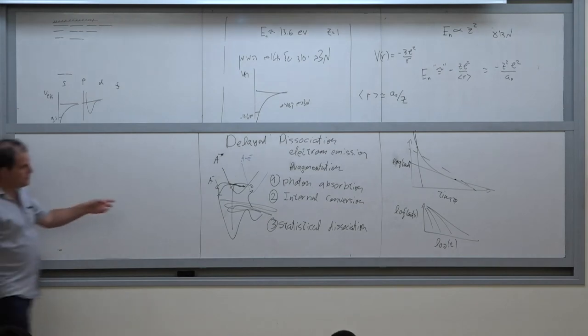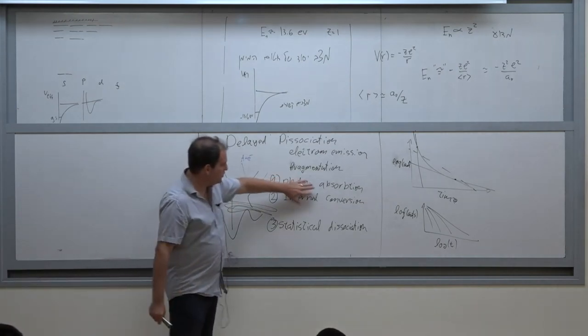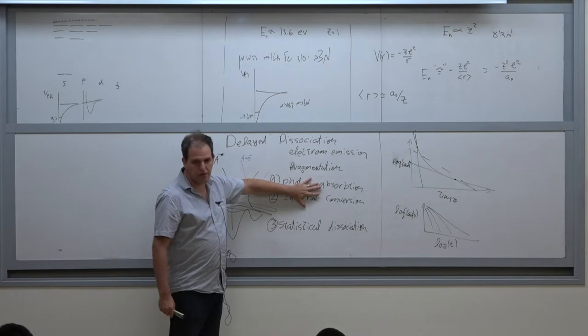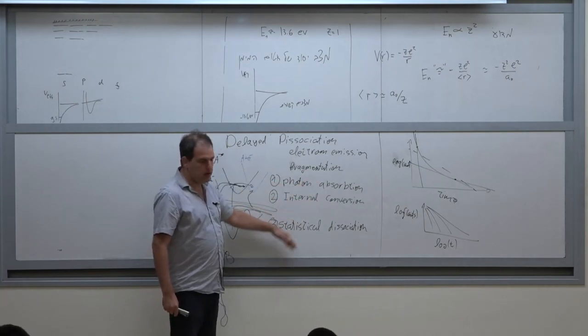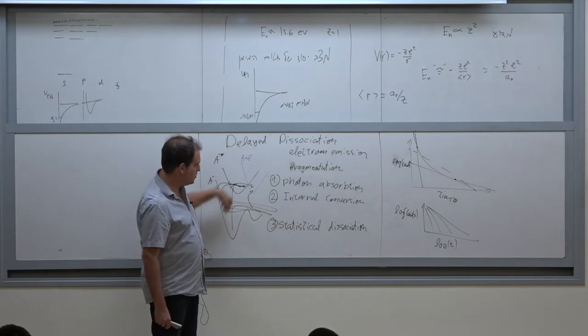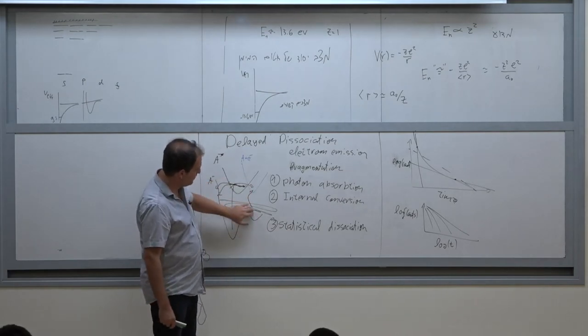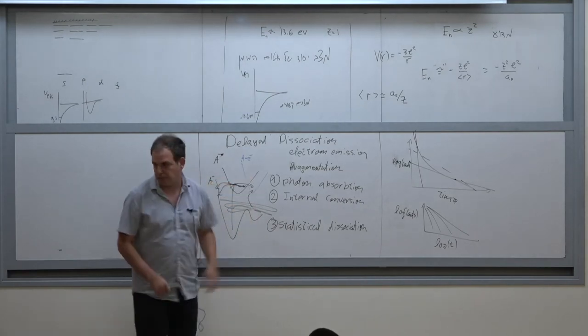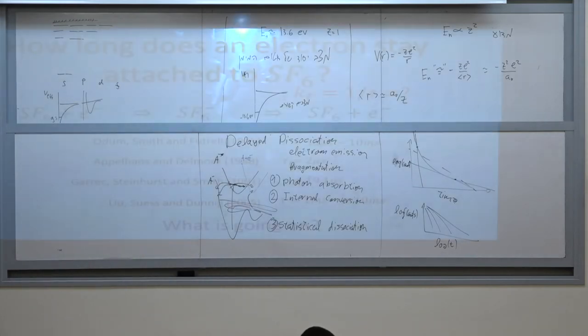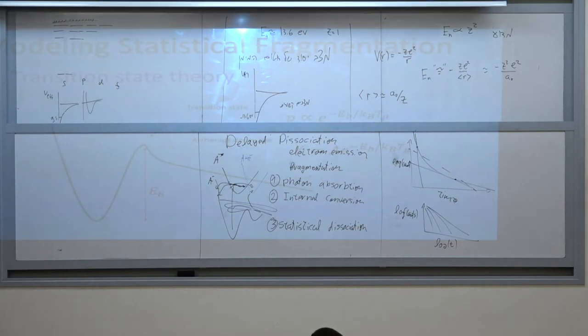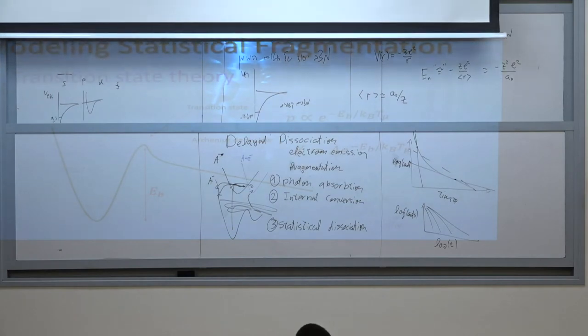Now, in the case of SF6-, you don't have the photon absorption and the internal conversion. You start right away with the hot molecule, and then you have the statistical fragmentation. Then you do this. So you start already here, and you go up here. So how do you explain these processes theoretically?